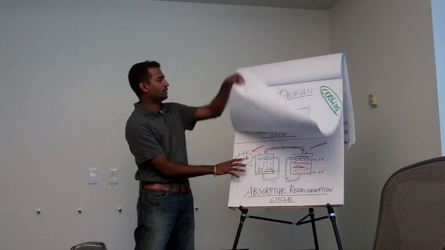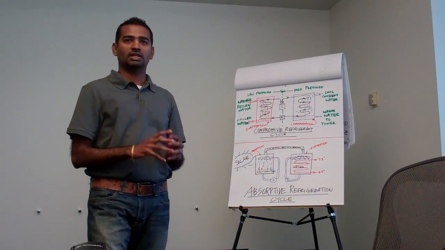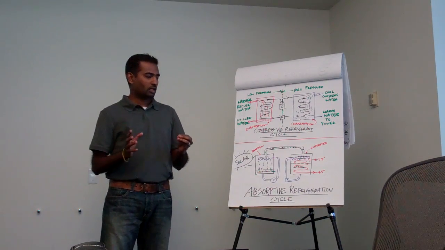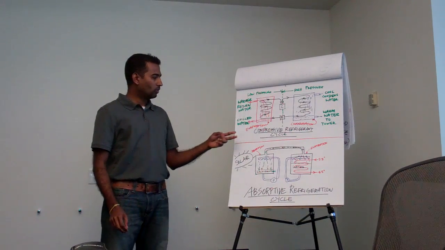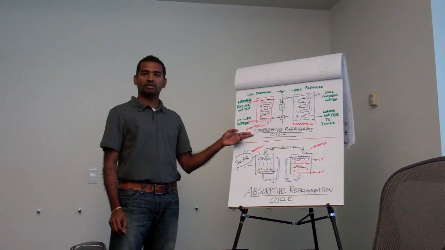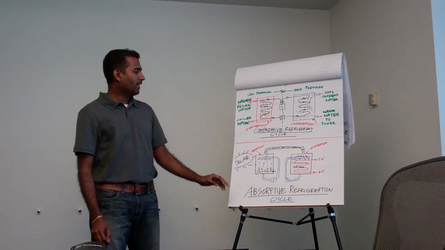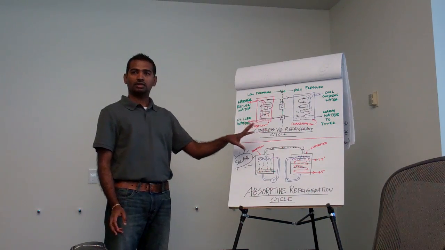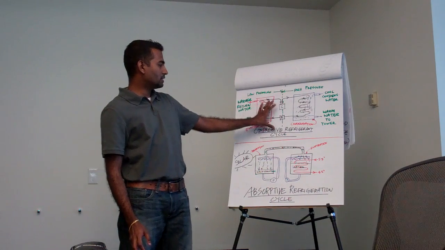Before we get into the different types of systems, let's take a moment and understand the refrigeration cycle. There are basically two types of refrigeration cycle. One is the compressive refrigeration cycle. The other one is the absorptive refrigeration cycle. In concept, they're the opposite. In simple terms, let's look at compressive first.